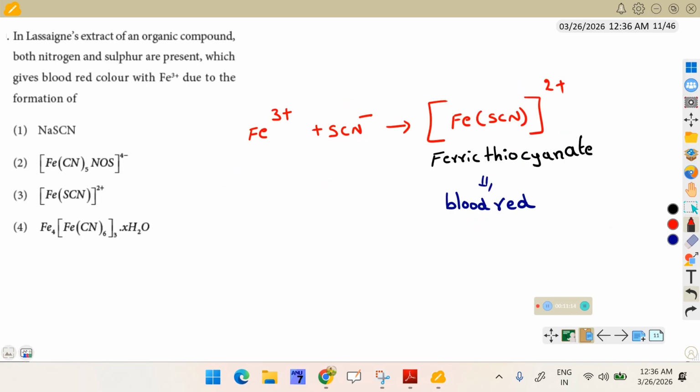In Lassaigne's extract of an organic compound, both nitrogen and sulfur are present, which gives a blood red color with Fe3+ due to formation of ferric thiocyanate.